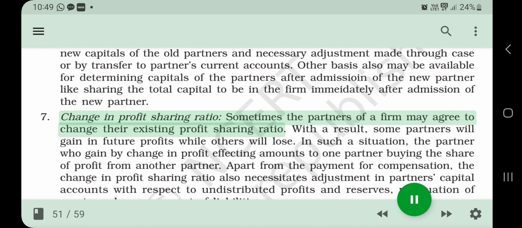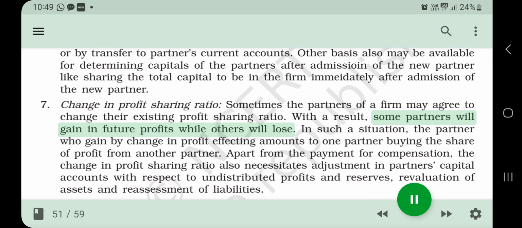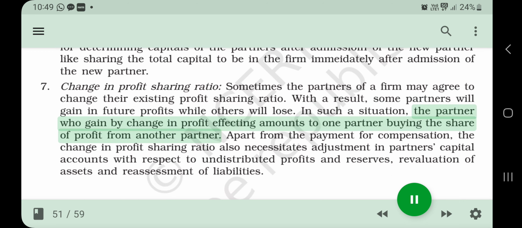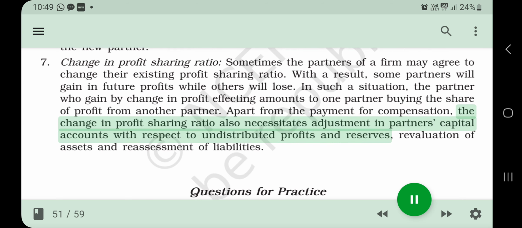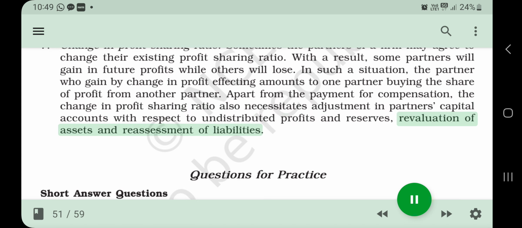7. Change in profit sharing ratio. Sometimes the partners of a firm may agree to change their existing profit sharing ratio, with the result that some partners will gain in future profits while others will lose. In such a situation, the partner who gains by the change in profit sharing ratio is in effect buying the share of profit from another partner. Apart from the payment for compensation, the change in profit sharing ratio also necessitates adjustment in partners' capital accounts with respect to undistributed profits and reserves, revaluation of assets and reassessment of liabilities.